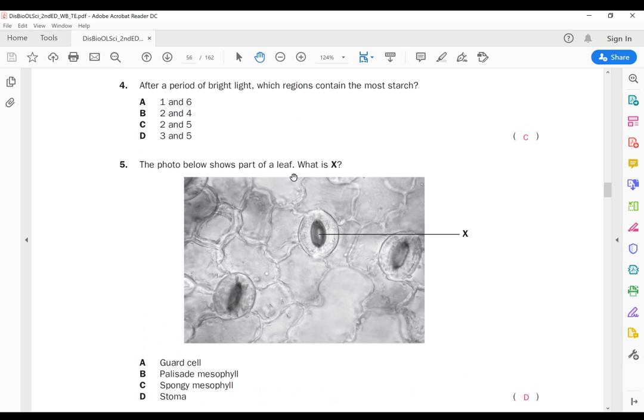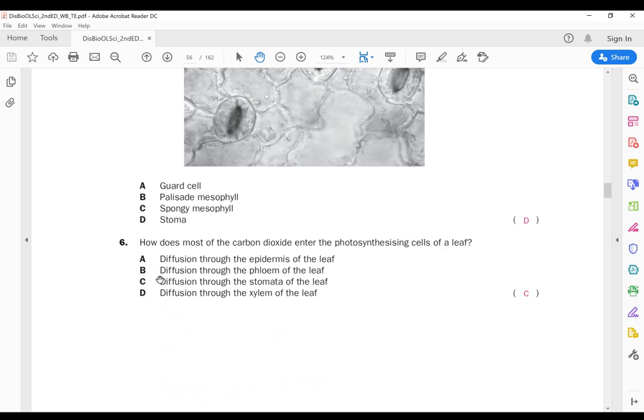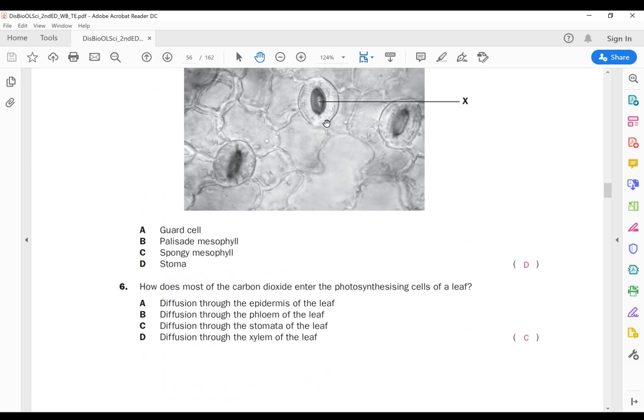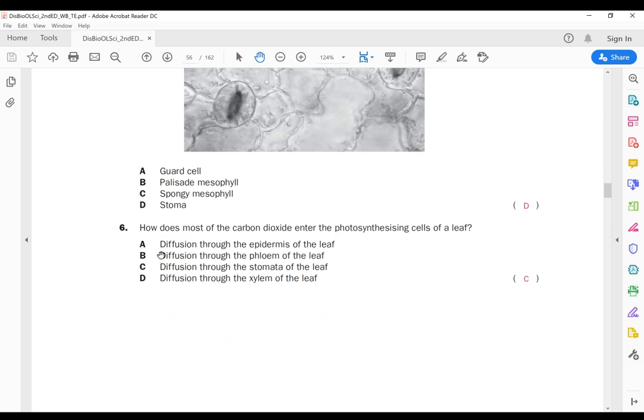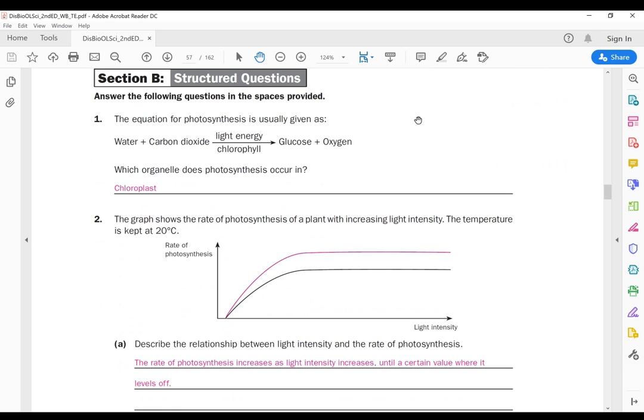The photo below shows part of the leaf. What is X? Okay, X, you can see there's an opening, will be the stoma. The surrounding is actually the guard cells. Okay, how does most of the carbon dioxide enter the photosynthetic cells of the leaf? It is by diffusion. All right. Okay, now we move on to the structured questions.